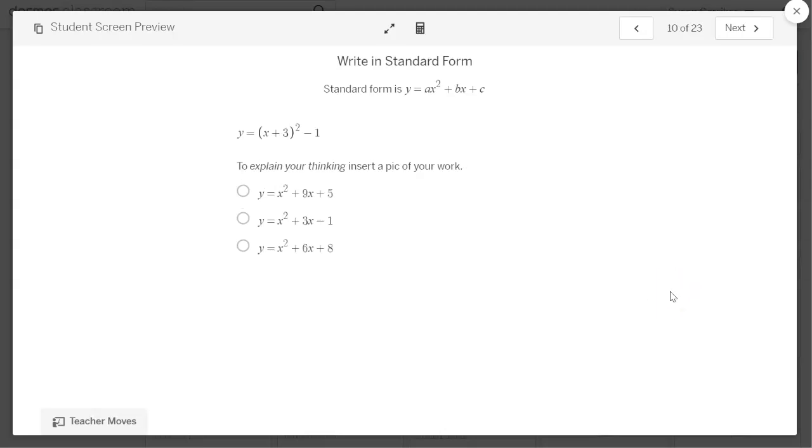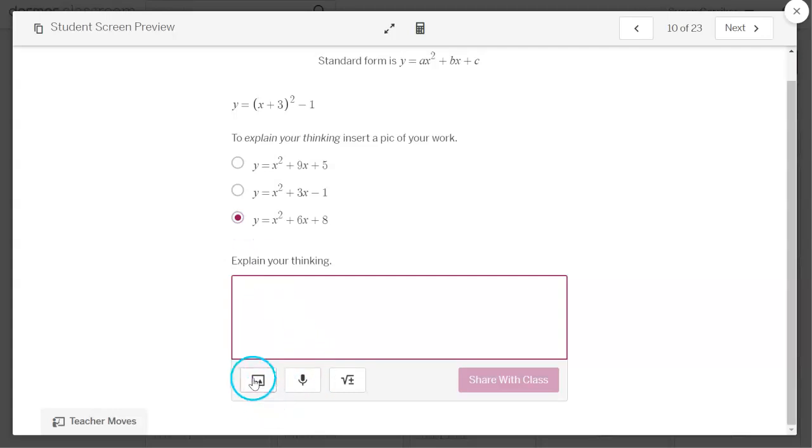So in this one, same thing, but this time the equation was in vertex form. They would square the binomial with the box and then combine the constant with the -1 that's in the equation and then choose their answer. So let's say this is the answer. When they do that, you notice this has an upload image. That's where they would put the image of their box, or if they wrote it out on a whiteboard, that's usually how mine did it. I would take a picture or have the kids take a picture and insert that here.